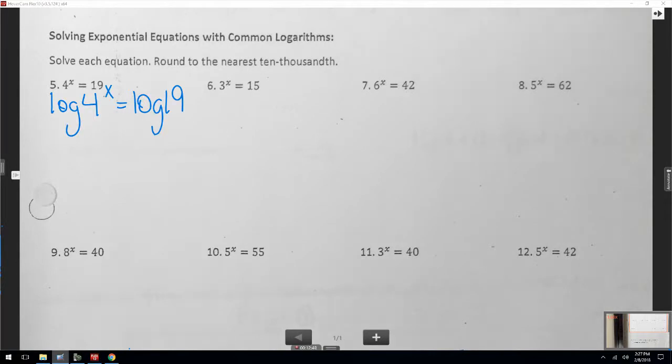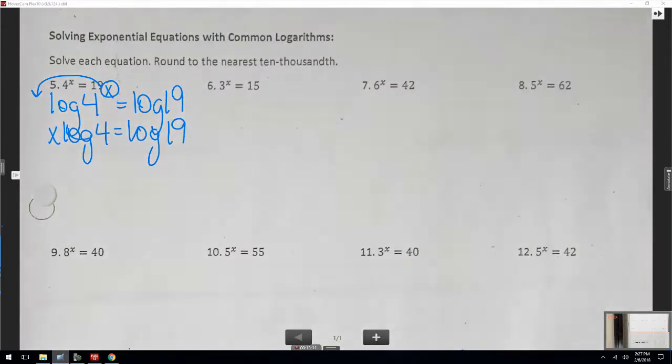1, if you were multiplying things together, you could split them apart by adding. 2, if you were dividing things, you could split them apart by subtracting. And the third one was a power rule, right? When you had a power, it gets to go in the front. Very good. So we can write this as x log 4 equals log 19. And yes, this is the only time you can write that. That x is an exponent to begin with, so that is perfectly okay.